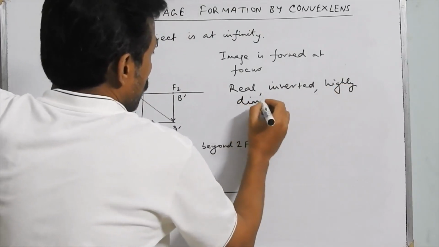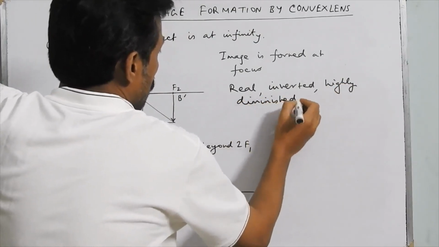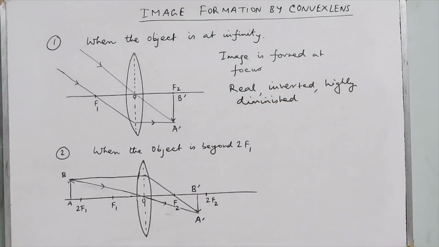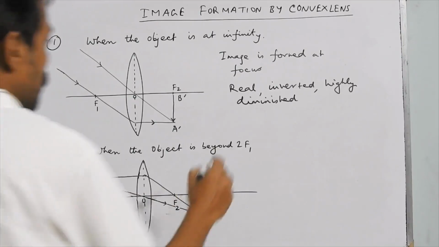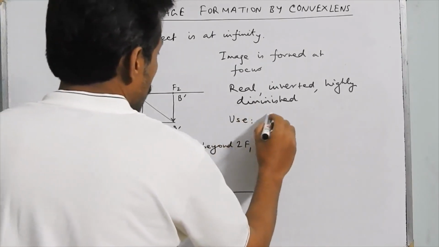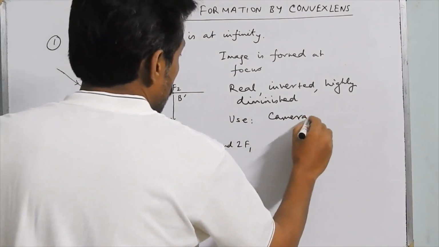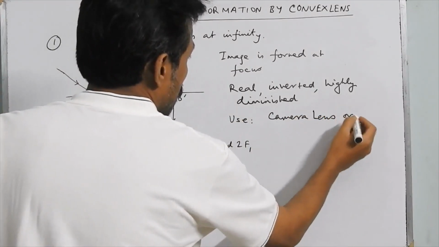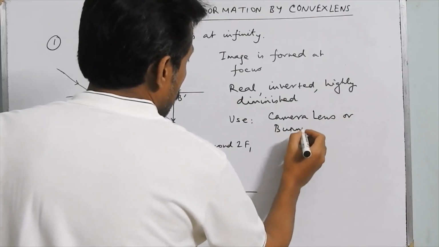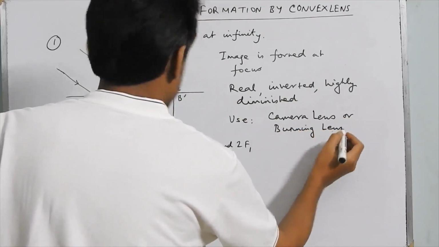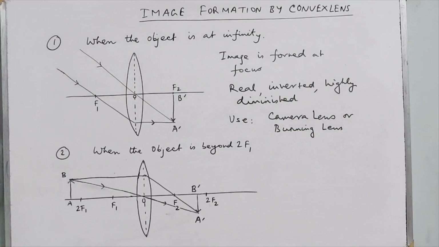Now this type of image formation in the case of a convex lens is used either as a camera lens or as a burning glass. With respect to the camera lens, the object lies very far away from the lens and the image is formed at the camera film, which is at the second focus, or you can say the second focal plane.